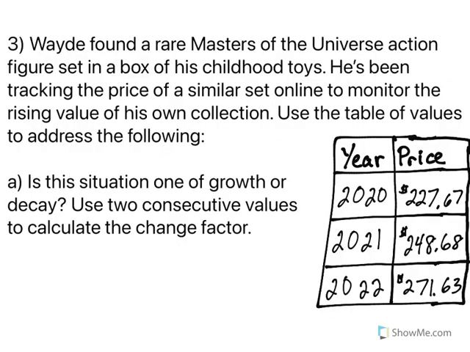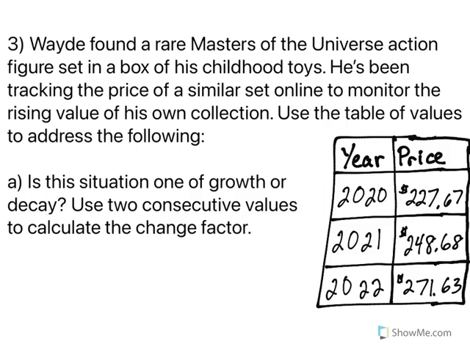All right, let's do one more. Wade found a rare Masters of the Universe action figure set in a box of his childhood toys. He's been tracking the price of a similar set online to monitor the rising value of his own collection. Use the table of values to address the following. Is this situation one of growth or decay?